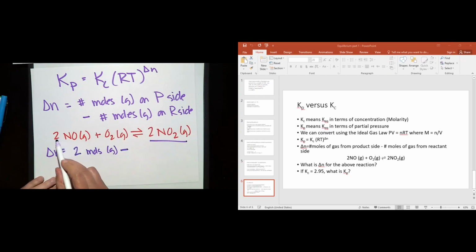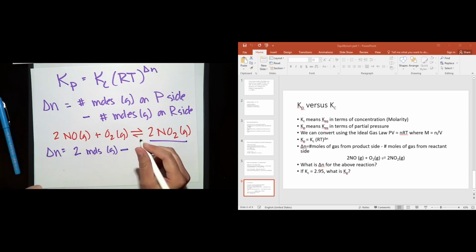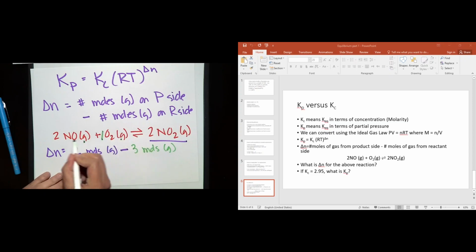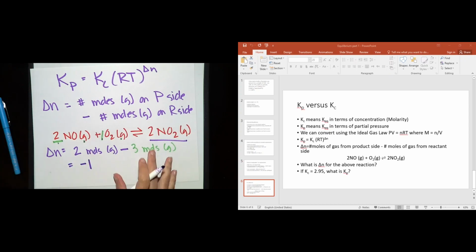minus, I've got 1, 2, 3. I actually have 3 moles of gas on my reactant side. That's a gas, that's an understood 1, that's a gas, and that's a 2. So 2 plus 1 is 3. You have to add up all the terms that are in the gas phase on both sides of the arrow and then subtract the reactant moles of gas from the product moles of gas. Okay, so this one, 2 minus 3 is -1.